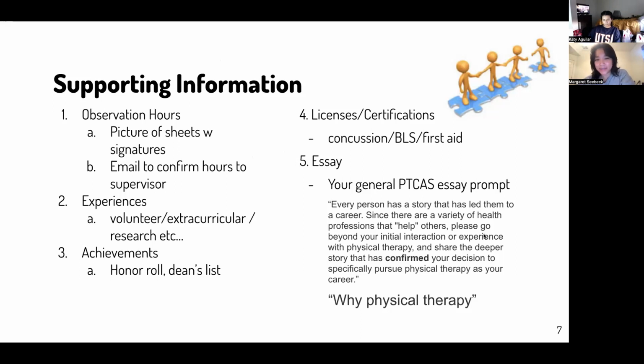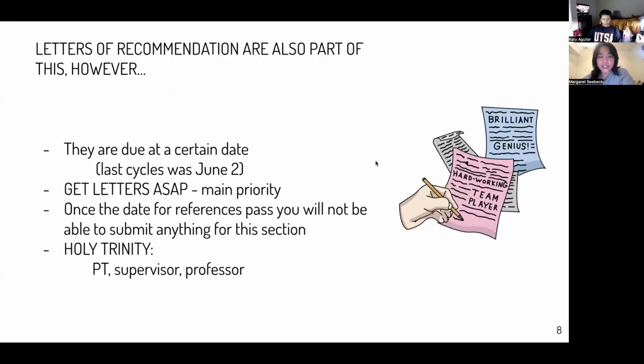Okay, awesome. All right, so letters of recommendation are also a part of this section, but there are some things you need to know about this. The letters of recommendation for the PTCAS application are due at a certain date. And this always changes, I think.